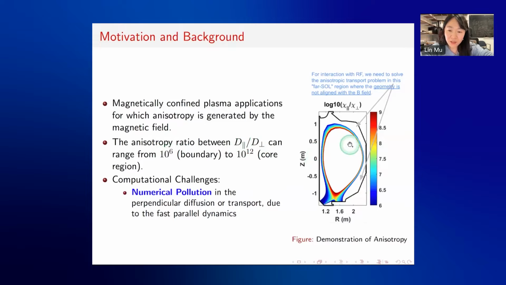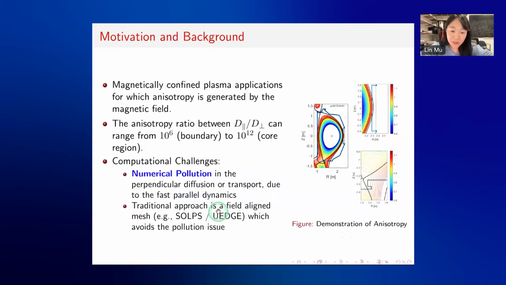Because of such a huge ratio, the traditional method may give us a very bad numerical solution. We call this numerical pollution. It is due to the fast parallel dynamics compared to the perpendicular dynamics.